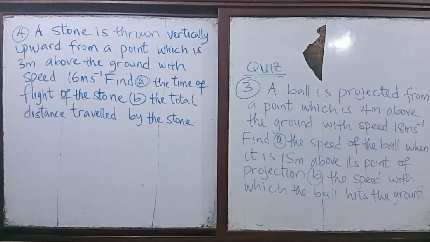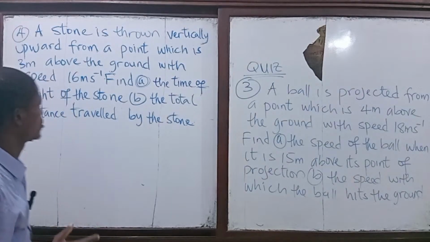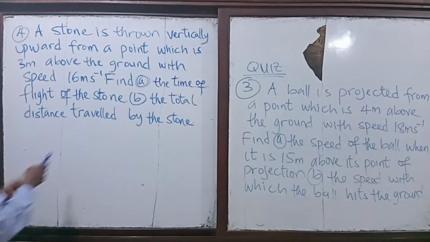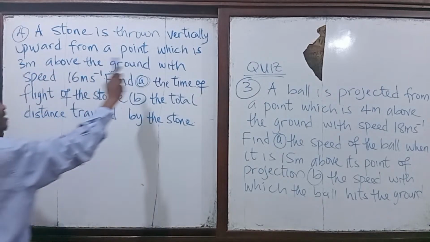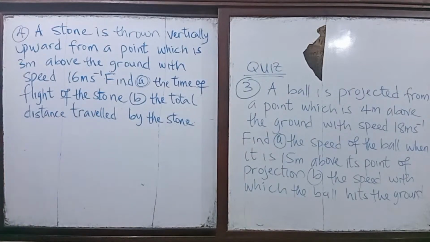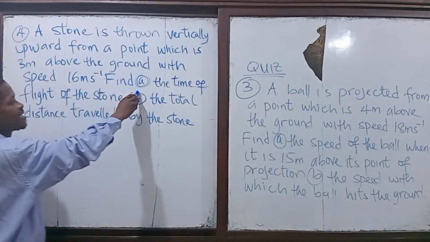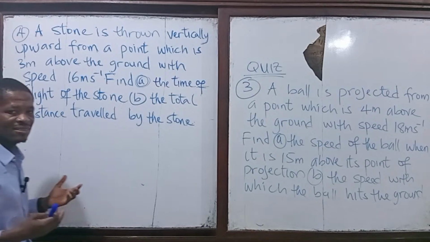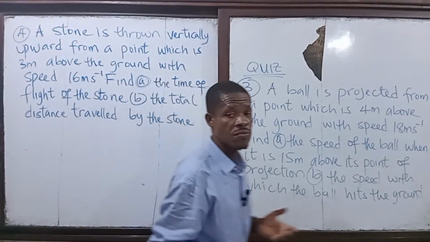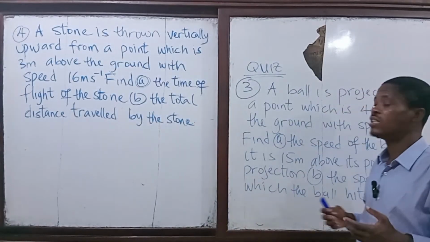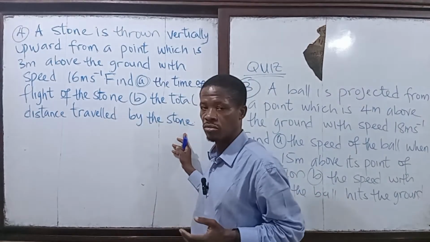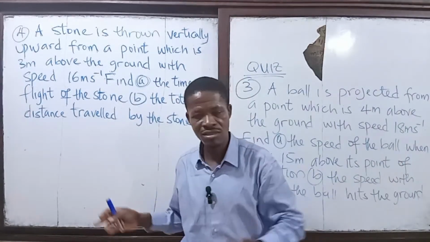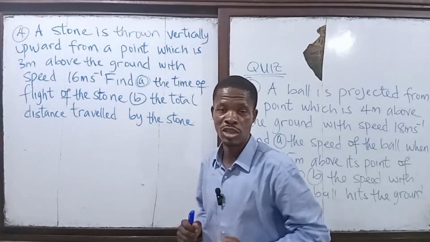Question 4. A stone is thrown vertically upward from a point which is 3 meters above the ground with speed 60 meters per second. Find A, the time of flight of the stone. B, the total distance traveled by the stone. Let's allow people to come in, and we'll see the solution to the question.